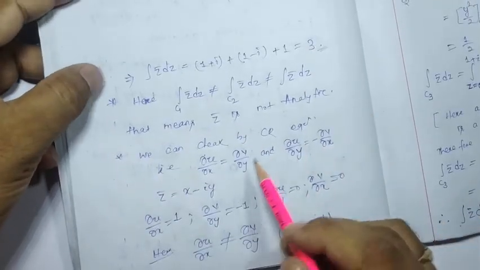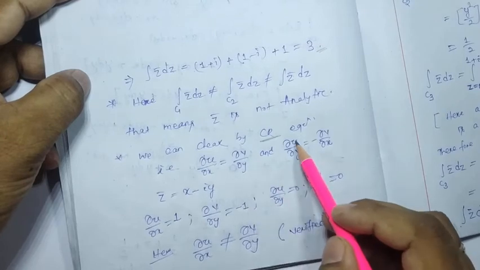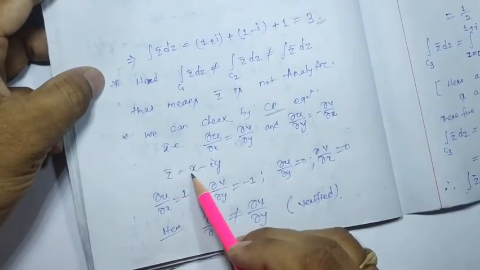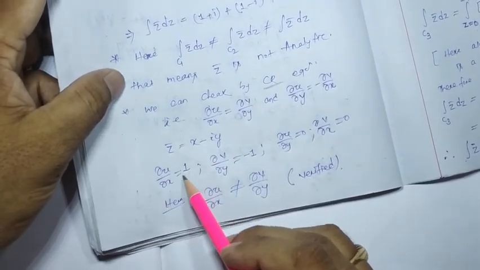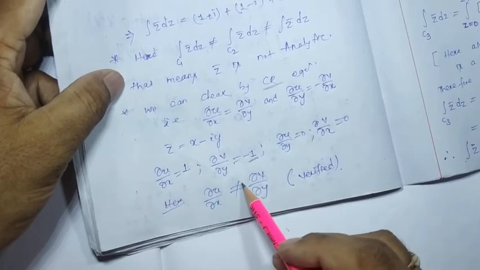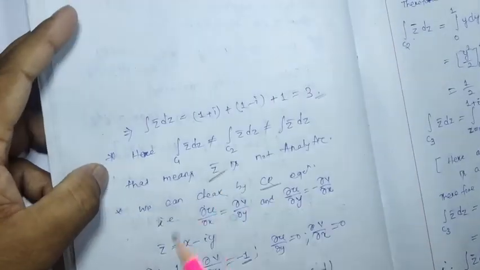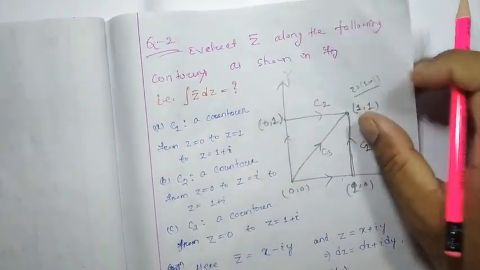That we have to verify by Cauchy-Riemann equation, that is del u by del x equal to del v by del y, and del u by del y equal to minus del v by del x. Just z bar is nothing but x minus iy. You just find del u by del x, this will be 1, del v by del y is minus 1. Here del u by del x is not equal to del v by del y. So hence it has been verified that z bar is not analytic. Only for that reason, along different paths or different contours, it gives different answers.